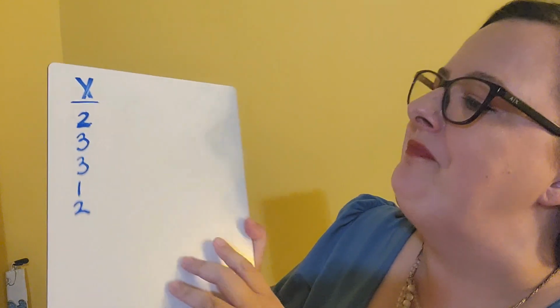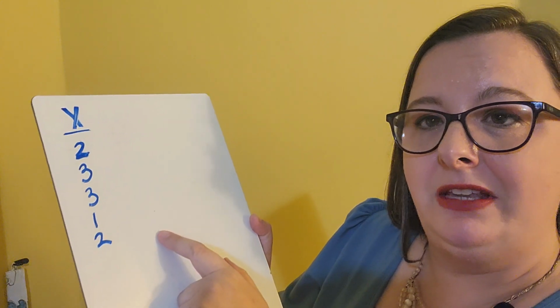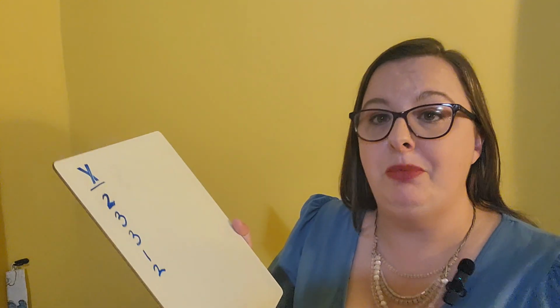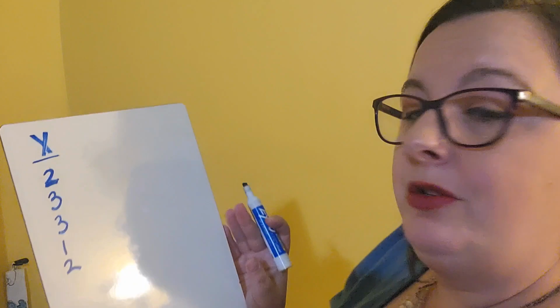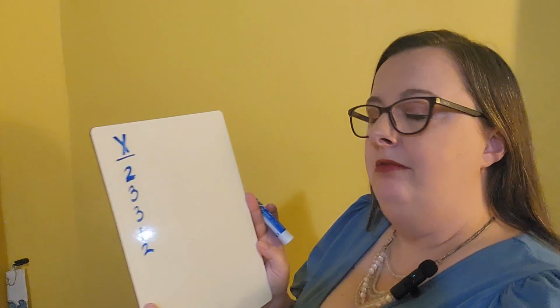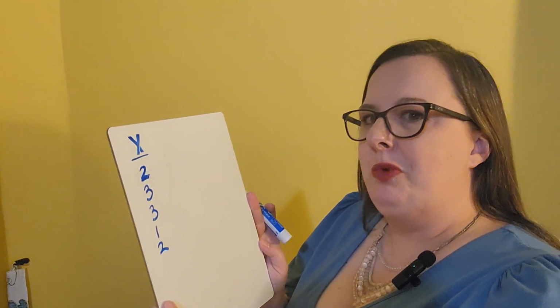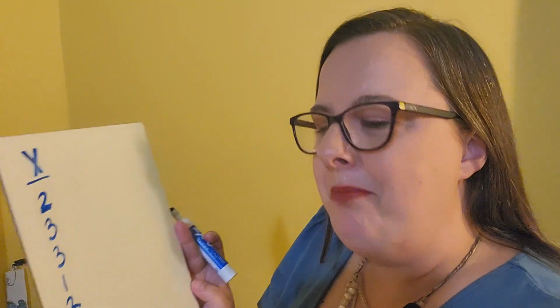All right, so we've got our data set. We need deviation scores. We need to compute the mean. So we have to add our scores together: 2 plus 3 plus 3 plus 1 plus 2. Let's do that math real quick.